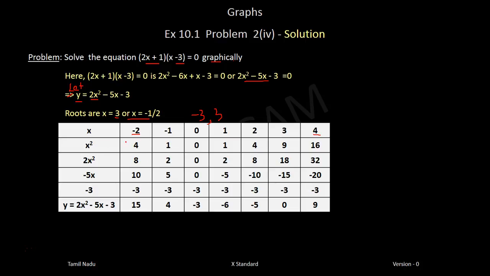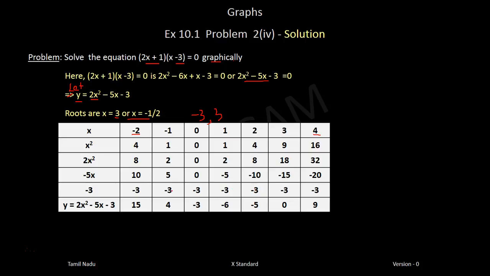Now you see x is -2, so x² is 4. -1 squared is 1, 0 squared is 0, 1 squared is 1, and so on. You can fill it up. 2x² is 2 times this value, that is 4 twos are 8, 1 two is 2, 0 into 2 is 0, 1 into 2 is 2, and so on. -5x is -5 into this x value. So -5 into -2 is 10, -5 into -1 is 5, -5 into 0 is 0, -5 into 1 is -5, and you can fill the remaining values. And -3 is a constant which needs to be added, so all the cells are filled with -3.